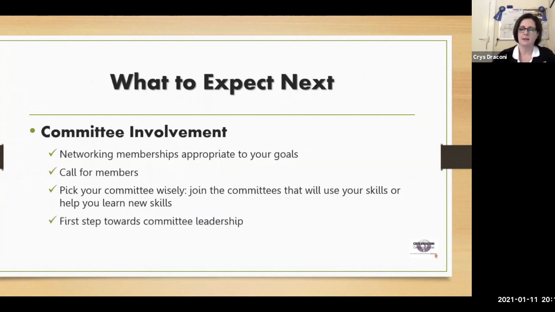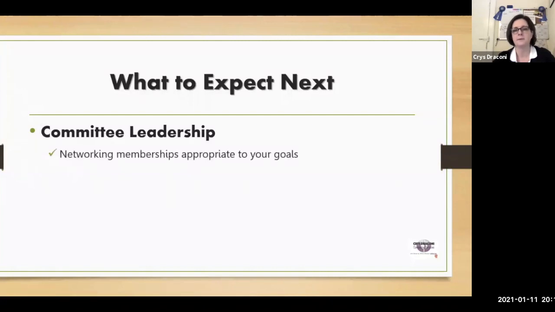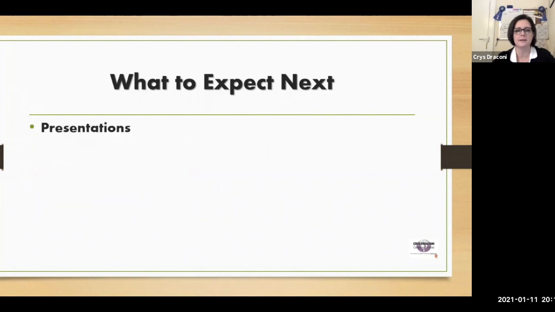And this is, again, your first step to committee leadership. So committee leadership, you'll find this through networking memberships that are appropriate with your goals. They'll do a call for leadership. Usually they look at people that serve as general members to the committee first, and then you can be chosen as the next leader. So it could be as easy as that.